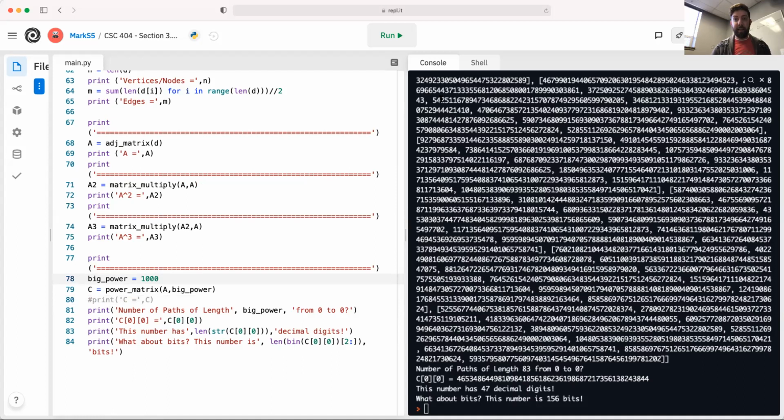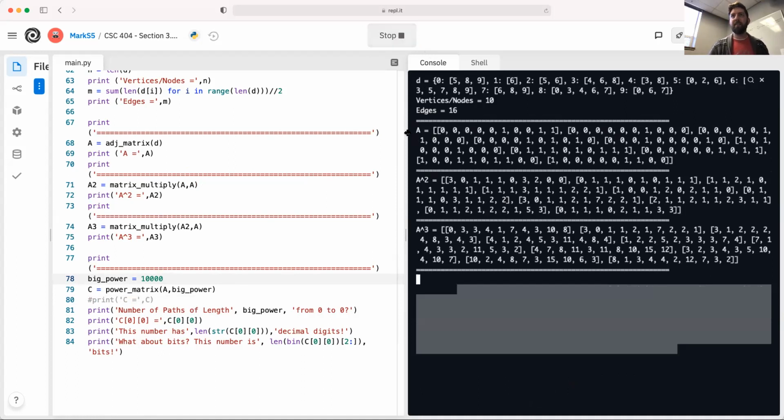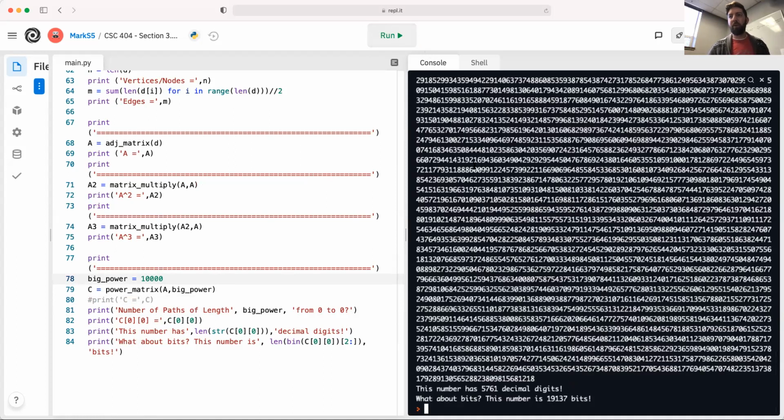So if I want paths of length 1,000, sure. 576 decimal digits long, whatever that number happens to be. If I want paths of length 10,000, which is absolutely ludicrous to think about because we have a network that only has 10 nodes, why would I want a path of 10,000? I don't know, but we can, so we might as well try. So if we run it with 10,000, uh-oh, we might have broken it.